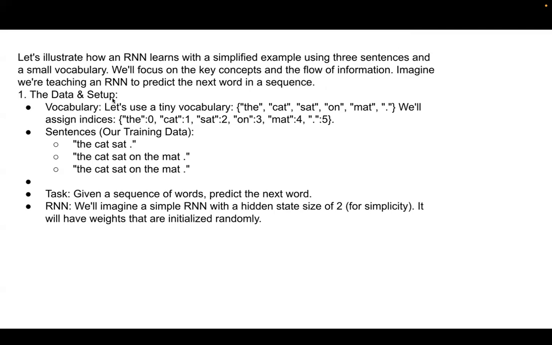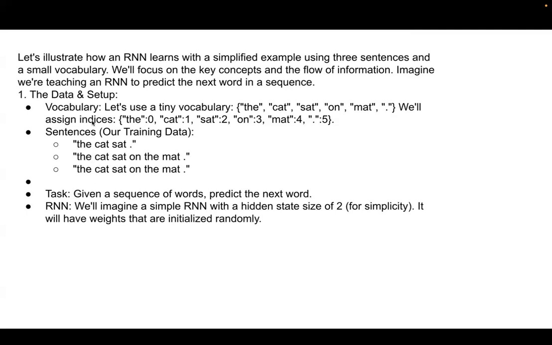So imagine we are teaching an RNN to predict the next word in a sequence, okay? So first we need the data for any training, any machine learning thing, right? You need the data. So let's use a tiny vocabulary. The cat sat on mat, okay? So this is our vocabulary and a dot, like a period. So we assign each word an index value. So the is 0, cat is 1. It doesn't matter what value we assign. We assign values to it, okay?